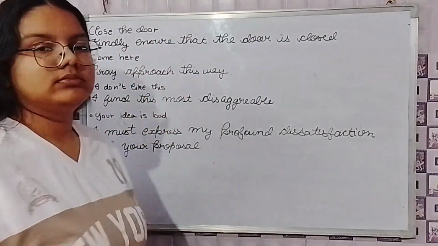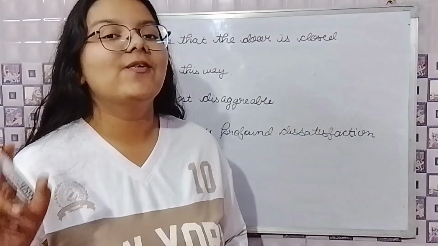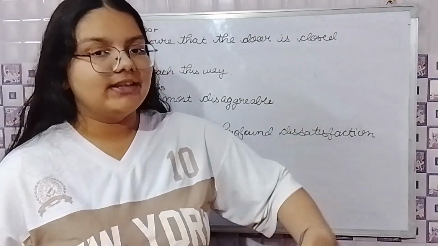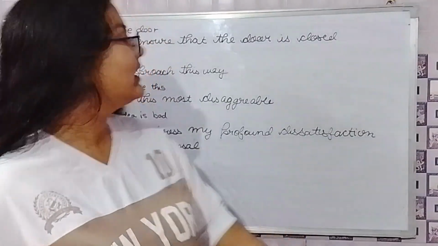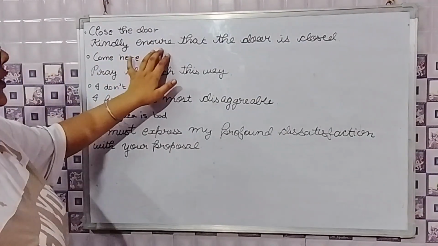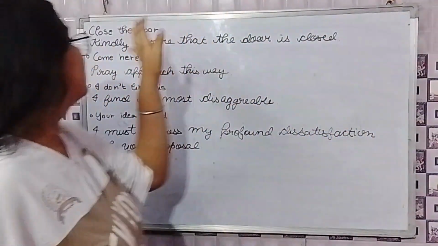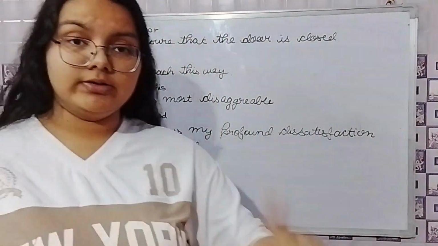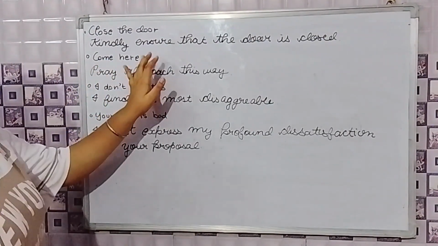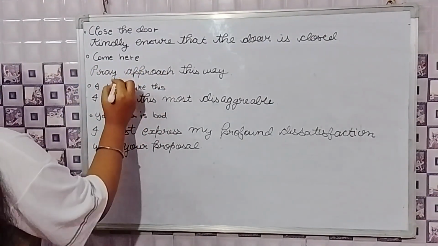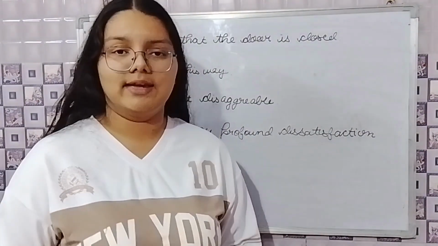"Close the door." I'm ordering you to close the door. But we've learned that in Victorian English, we have to be polite. "Kindly ensure that the door is closed." Kindly ensure. Next: "Come here." "Pray, approach this way."